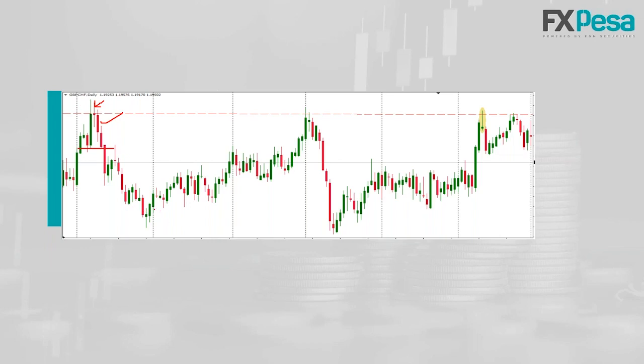All right, again, when you check at the bottom here on the support level, you see that we have this type of a candlestick, right?